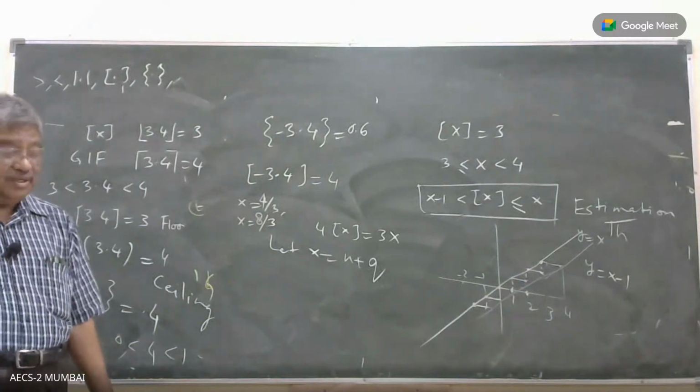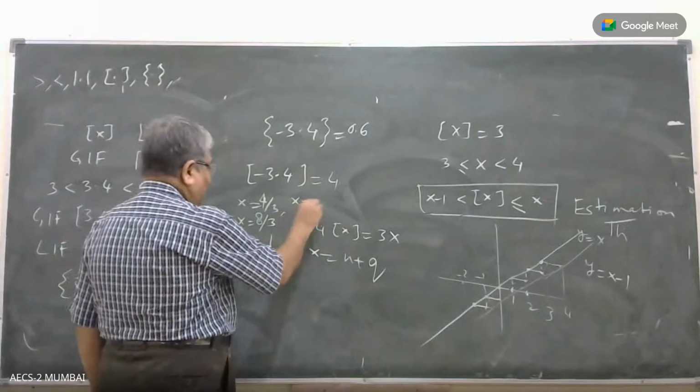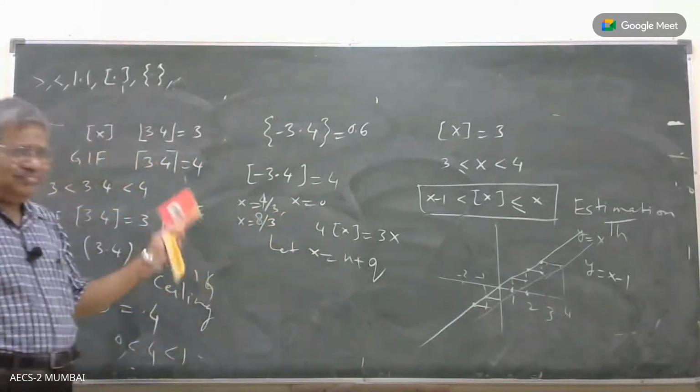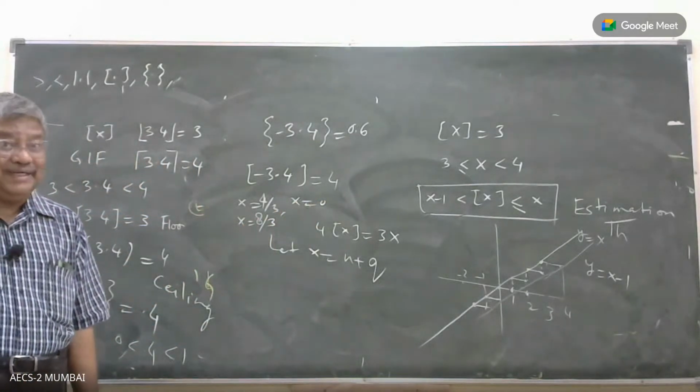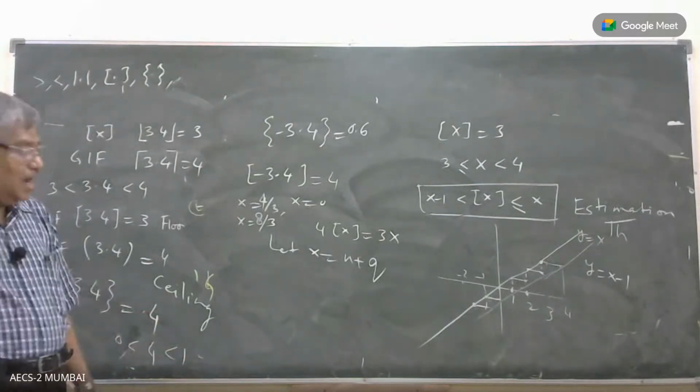X equal to 0 is a solution. So I think he has done it well. Yeah, 3 roots, and there won't be any other number. Now let us see how you will solve it.